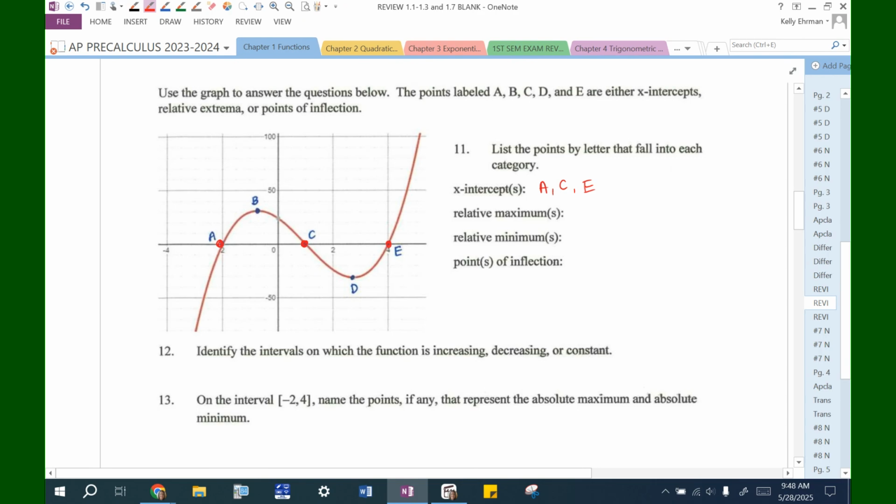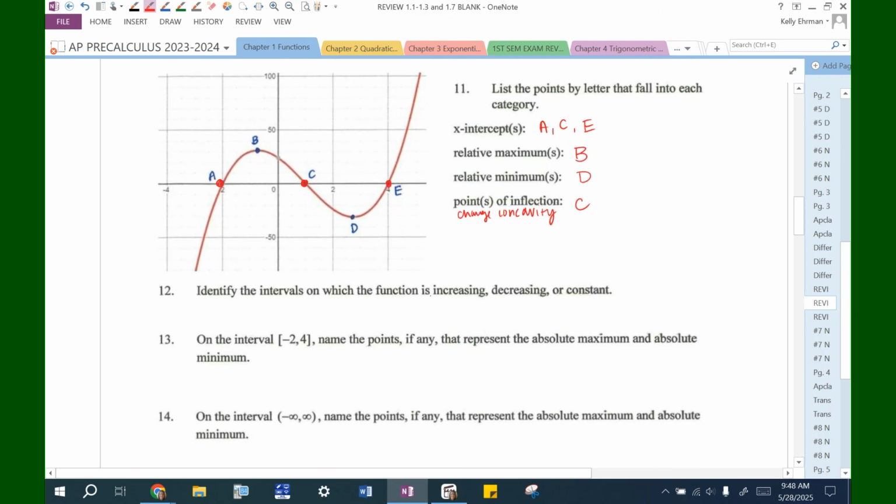Where are the relative maximum or minimum points? So B is the relative max. C is the relative min, D, change from decreasing to increasing. Point of inflection is where we change concavity. Now, it's often in the middle of the graph, but it's not always. So just keep that in mind. Some people say, oh, it's the middle, so it's that one. But that's just because we went from concave down to concave up. So point C.